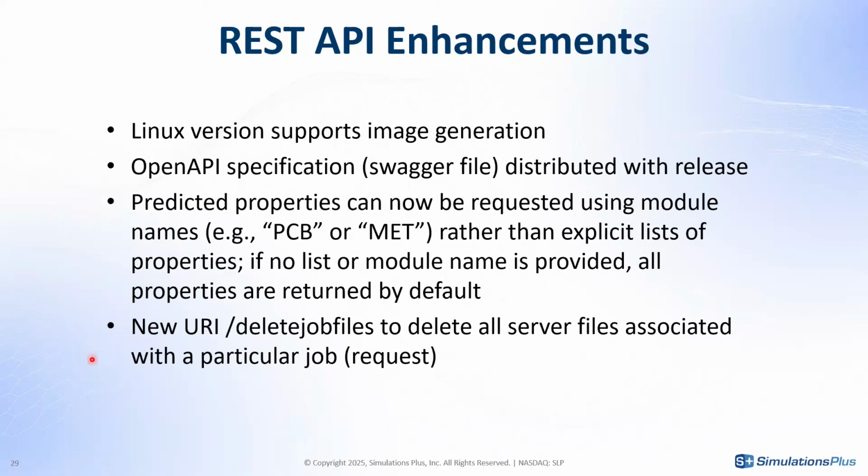And then we've added just a new simple URI that is used to delete all the files on the server that are associated with a particular job. So for example, you might generate a whole bunch of images in a particular job. You then pull those image files from the server, but they do remain on the server for some period of time. They will be automatically deleted after some period, but you can use a command to delete them right away in the interest of saving disk space.